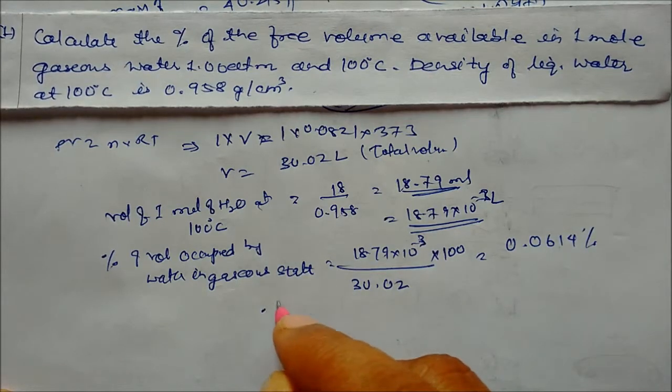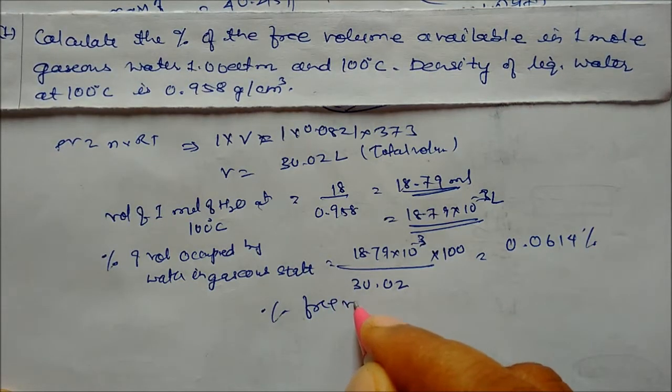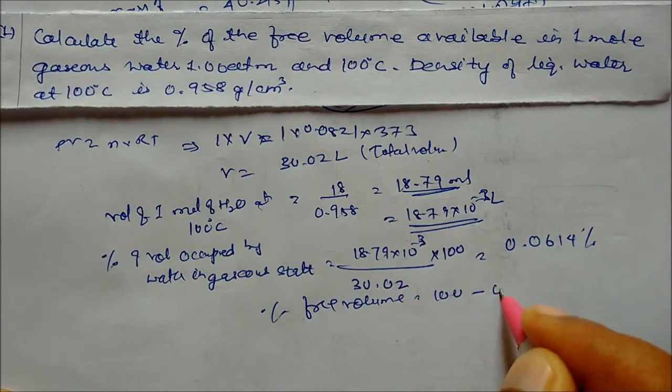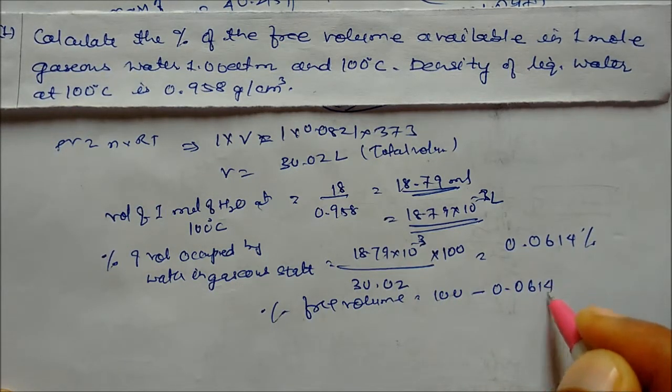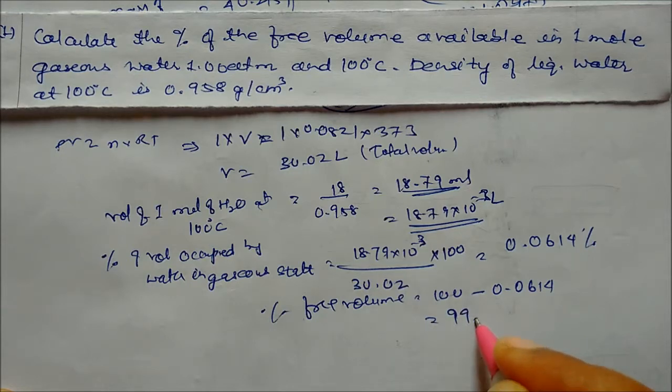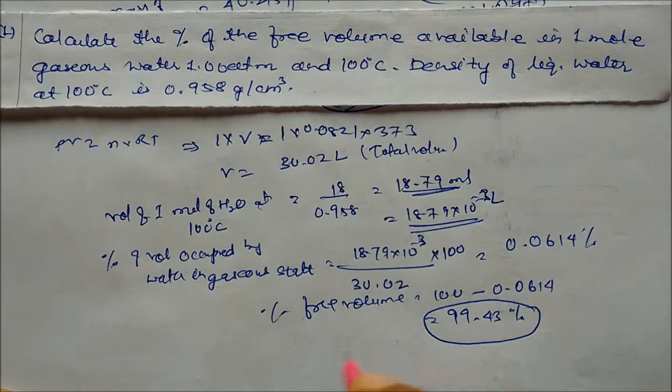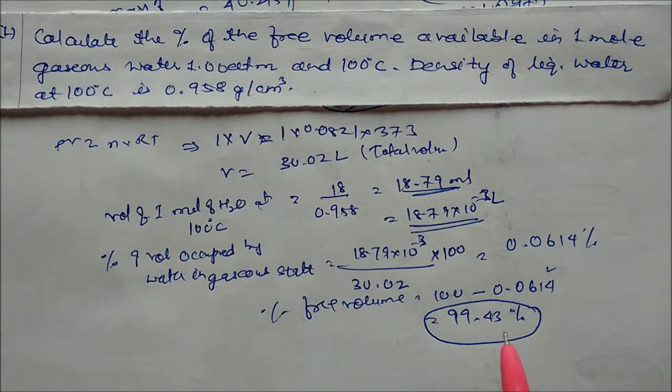0.0614%. So the percentage of free volume will be 100 minus 0.0614, so the answer is 99.43%. This is the free volume of the water, in which water is not present. The 0.0614% is the water contained in the vapor state, and this is the free volume where water is not available.